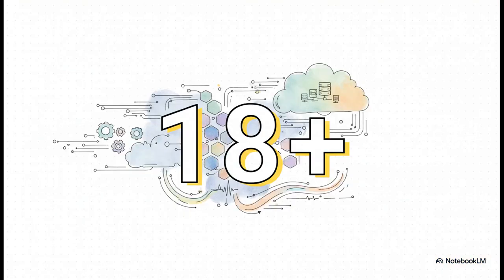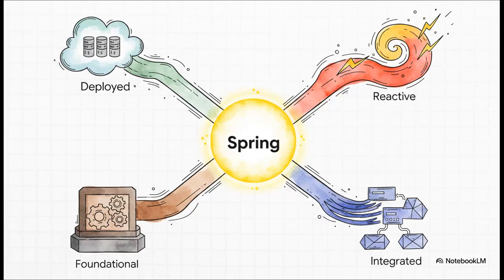And we're not talking about some new framework of the week here. Spring has been battle-tested for over 18 years, constantly evolving to solve the newest problems, from microservices and cloud computing all the way to high-performance reactive programming. The whole ecosystem is organized to help you tackle pretty much anything. You've got the foundational parts for the core of any app, integrated Spring for connecting to other systems, reactive Spring for when you need to build really high-performance applications, and deployed Spring, which is all about getting your app ready for production and out into the world.